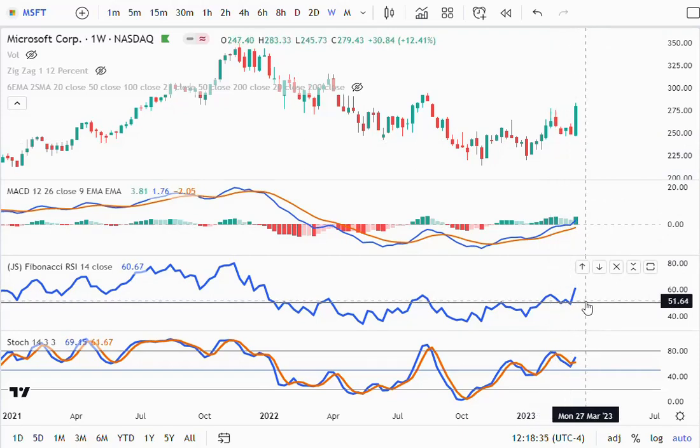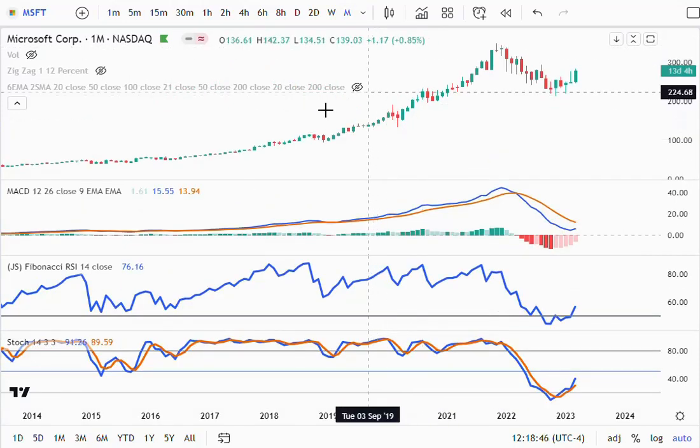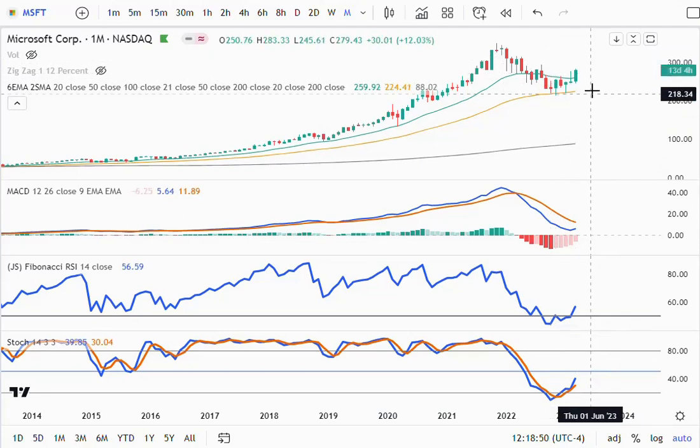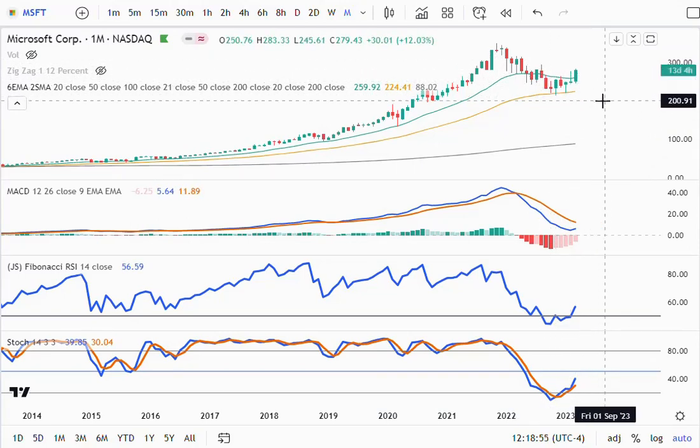Look at momentum indicators. MACD is beginning to cross above the zero line. RSI has bounced off the 50 level. Now, if you look at the monthly chart, we still have a long way to go. It's making an attempt to get back above the monthly 20 EMA, which would be really bullish.